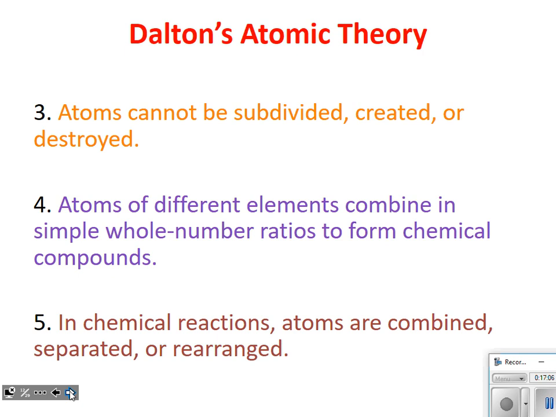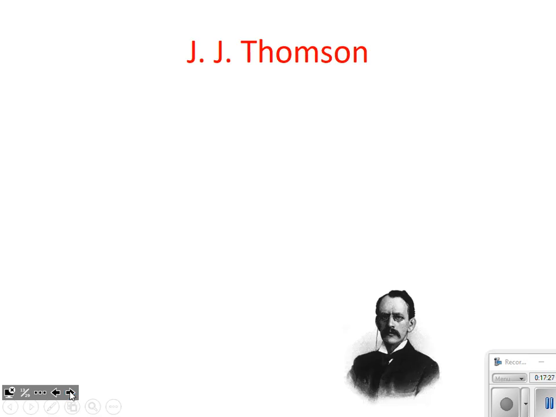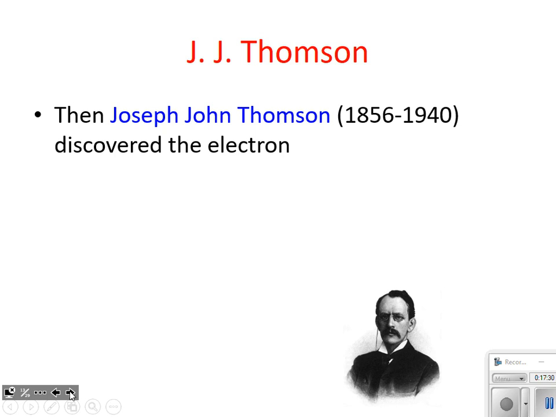Now, does that mean that Dalton was correct? We're going to see that other people built on Dalton's ideas, but at that time, everything Dalton was saying seemed legitimate. Well, that was until a gentleman named J.J. Thomson, Joseph John Thomson, discovered the electron. That's big to remember. J.J. Thomson, electron. He discovered the electron.